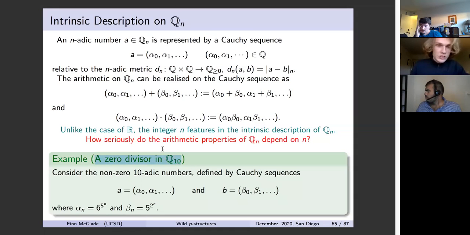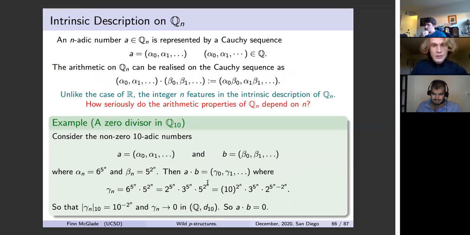So if we consider Q10, we can get zero divisors. So we can find non-zero elements in Q10 which multiply together to give you 0. I've written down an example here. So I take these two Cauchy sequences of rational numbers. Here alpha n is 6 to the 5 to the n, and beta n is 5 to the 2 to the n. And you have to prove that these things are Cauchy relative to the 10-adic metric. So that's a little difficult, and I'm not going to do it here.